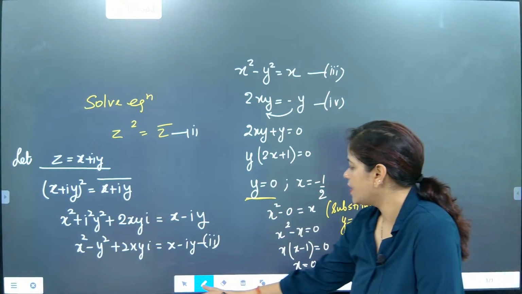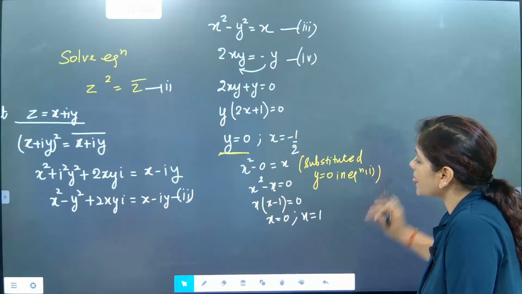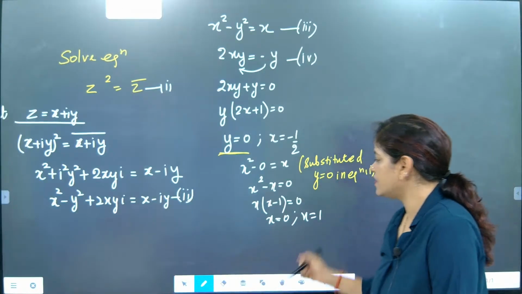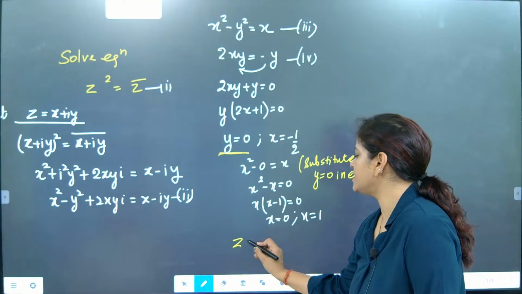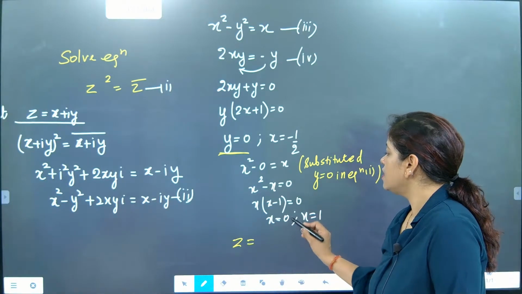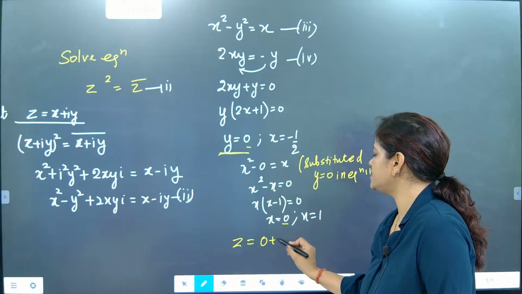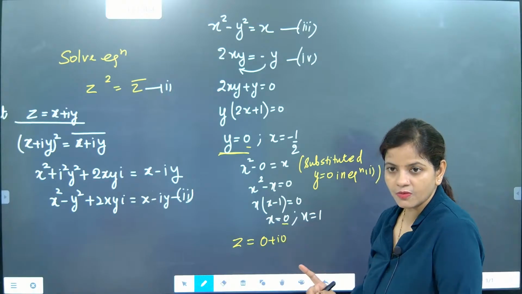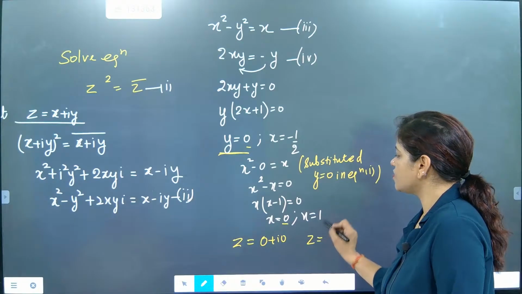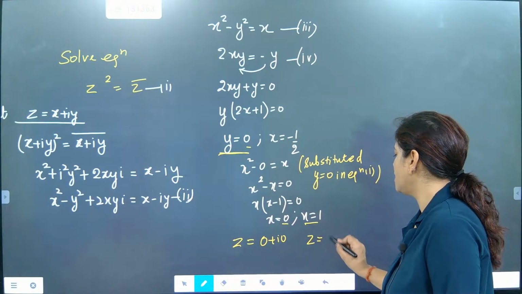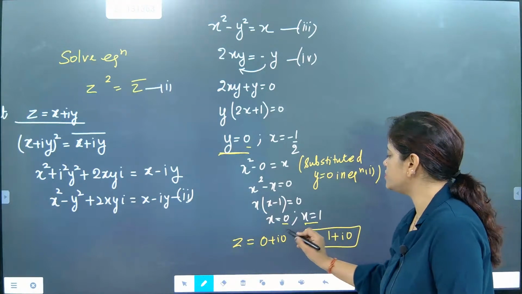Listen very carefully. Once you got two values of x, beta, now you need to do only one work. You write the complex number here. Z is equal to x is 0 when y is 0, so 0 plus i0. This is the first complex number. Now the second complex number will be written as z is equal to x is 1, y is 0, so 1 plus i0. These are the two complex numbers you got.